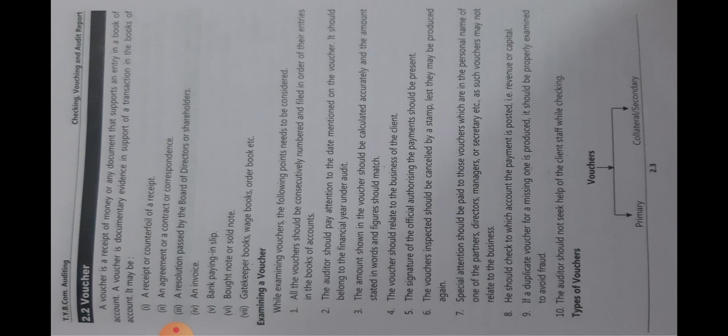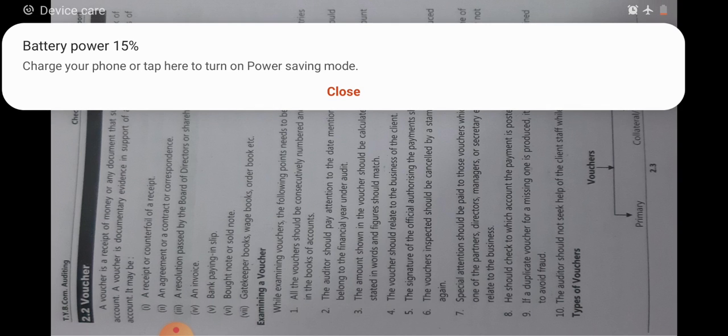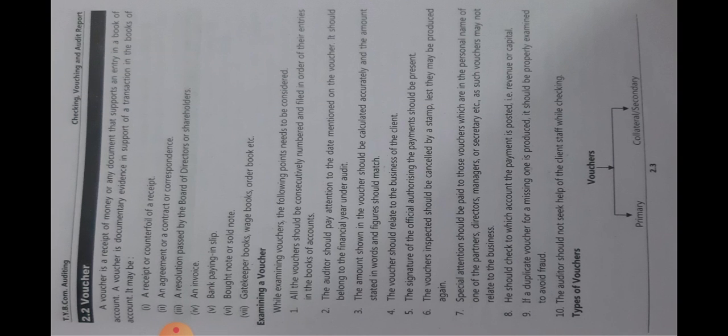Ninth point, if a duplicate voucher for a missing one is produced, it should be properly examined to avoid fraud. It is possible that the original voucher was prepared with some fraudulent intention, and just because the auditors are there, a fake or a duplicate voucher is prepared just to avoid further checking or further inquiries. So if any duplicate vouchers are submitted to the auditors, they should check those vouchers thoroughly.